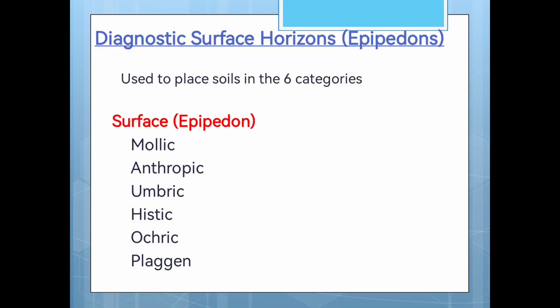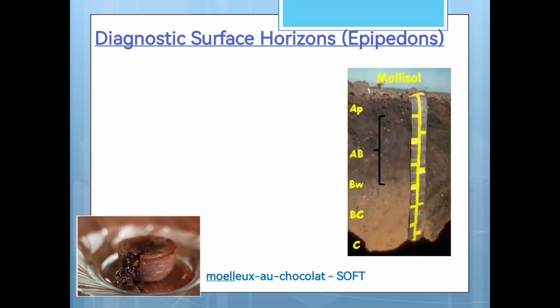And another property that we consider for classifying soils are the different epipedons or the diagnostic surface horizons. There are 6 epipedons. So we have molic, anthropic, umbric, histic, ochric, and plagan. Epipedons are the diagnostic surface horizons. Ito yung nakikita natin sa surface ng lupa.